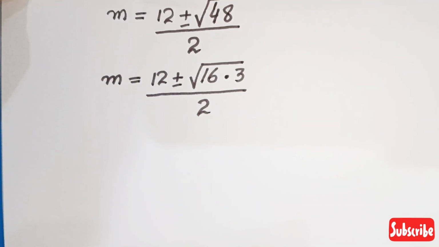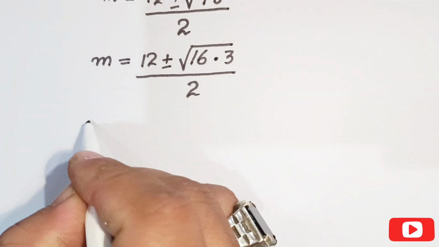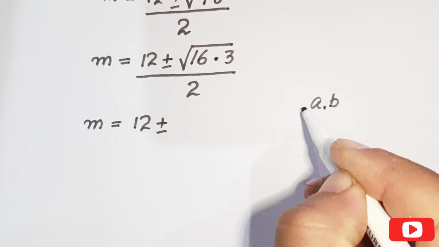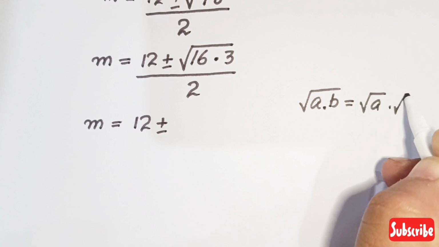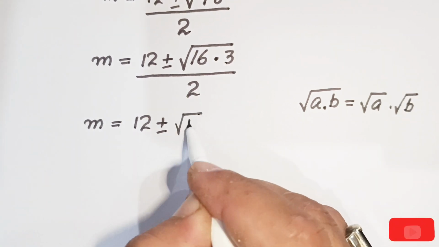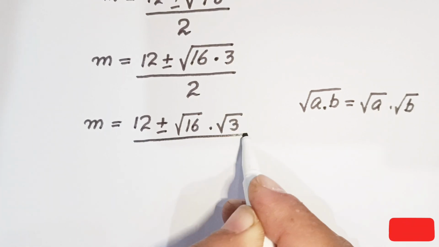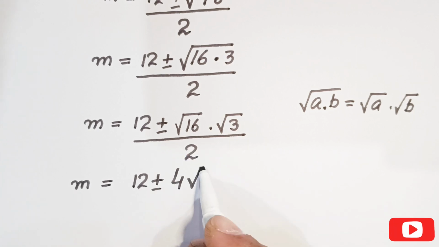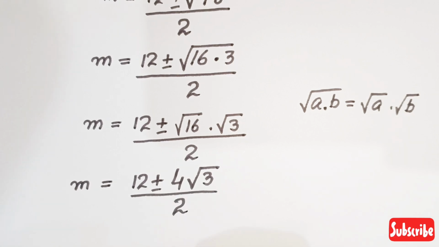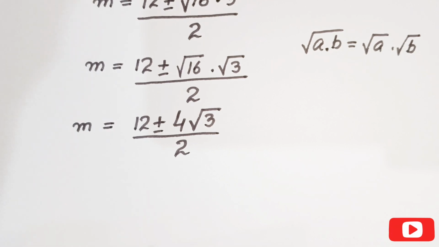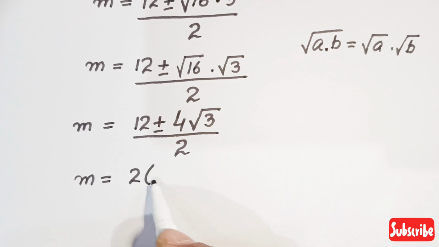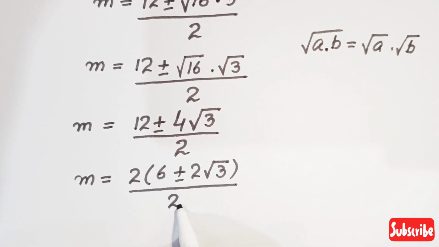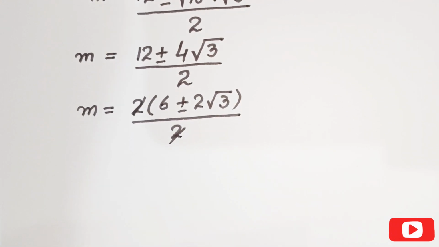Now our next step: m is equal to 12 plus minus, and we know that the square root of a times b is equal to square root of a times square root of b. So it is the square root of 16 times the square root of 3, all over 2. So m is equal to 12 plus minus the square root of 16, which is 4, times the square root of 3, all over 2. Now if we take 2 common, m is equal to 2 times (6 plus minus 2 times the square root of 3) all over 2. Now cancelling 2 with 2, we have two values of m, that is 6 plus minus.